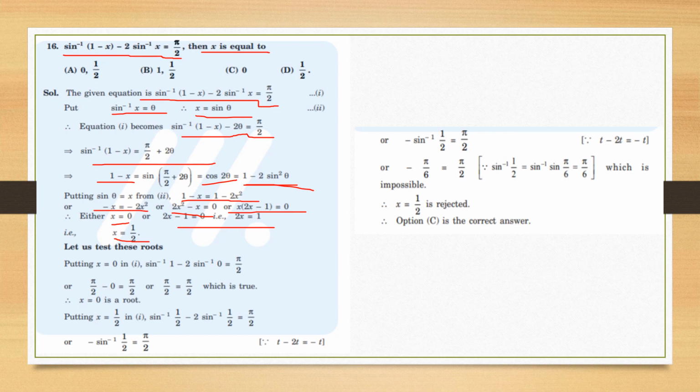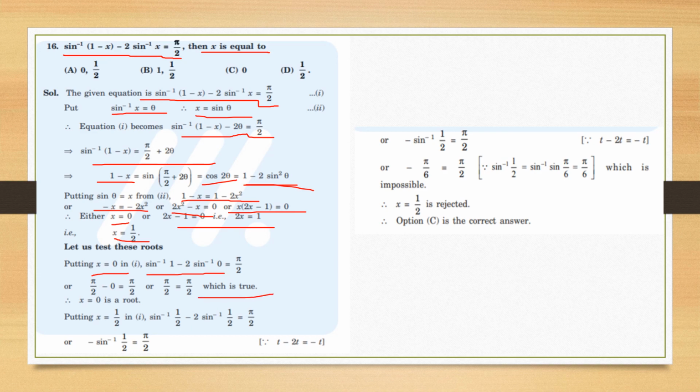So let us check. For x equal to 0, I'll put it here. It becomes sine inverse 1, as x is 0, minus 2 sine inverse 0. Sine inverse 1, you know, is 90 degrees, and sine inverse 0 is 0. So which is true, right?